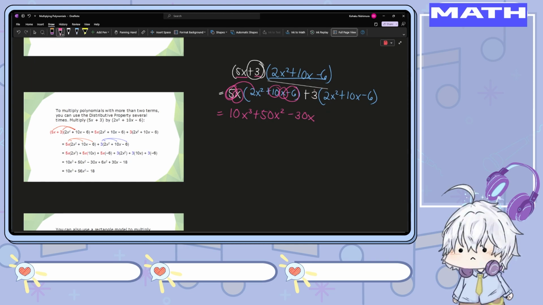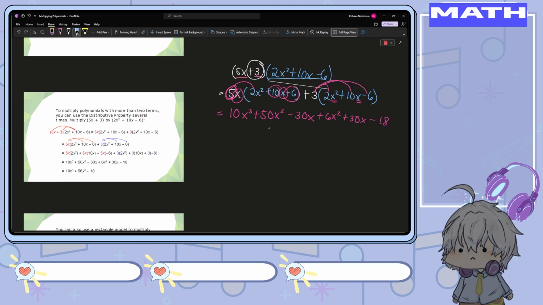And last but certainly not the least, we distribute this 3. So 3 times 2 is gonna be 6, and we are left with x squared. 3 times 10 is gonna be 30, and we are left with x. And last, 3 times negative 6 is negative 18. But before that, we add the similar terms.